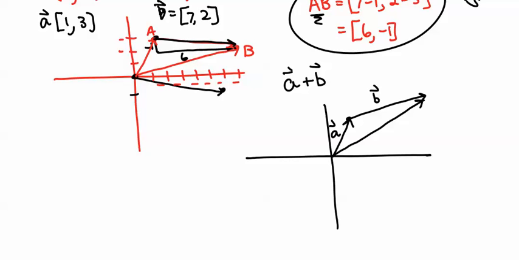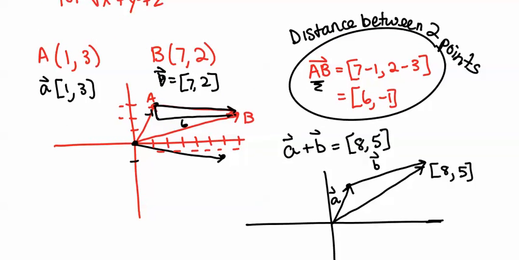So that's going to end up at, well, for A I went over 1 and B I went over 7. So this vector is going to be at 8. And it's going to be up 3 plus 2, so 5. So vector A plus B is just when we add the x and y coordinates, and it's going to form vector A plus B, which is just 8, 5. So sorry, I messed up terminology. So vector A plus B would be at 8, 5.